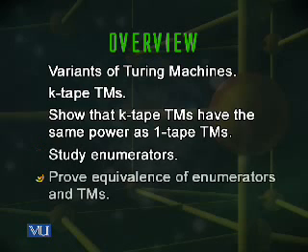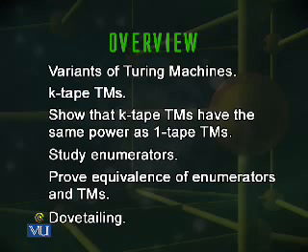Then we will show that K-tape Turing machines are equivalent to our good old one-tape, one-head Turing machine, the simplest Turing machine that we can think of. Similarly, we will show that enumerators capture the same languages as one-tape Turing machines. In order to do that, we will have to look at a very interesting technique called dovetailing. So, let us begin today's lecture.